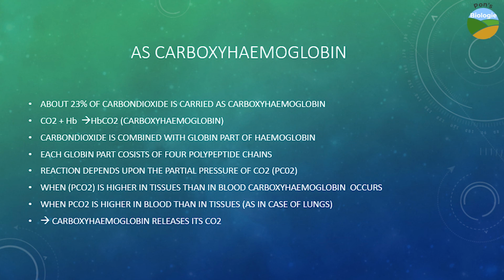When the partial pressure of carbon dioxide is higher in tissues than in blood, carboxyhemoglobin forms. When the partial pressure of carbon dioxide is higher in blood than in the tissues, as in the case of lungs, carboxyhemoglobin releases its carbon dioxide and sets it free as dissolved carbon dioxide in plasma.